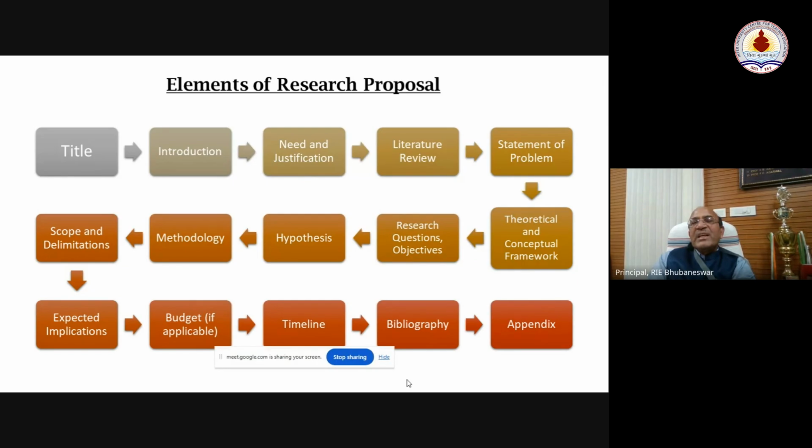Statement should be very clear, because that will give insight to any reader on what problem the work is being done. So statement of problem, then theoretical and conceptual framework, means what are the theories existing, what is theoretical historical development, and what is the concept. Conceptual framework means how this concept is being reached. So theoretical and conceptual framework should be there.